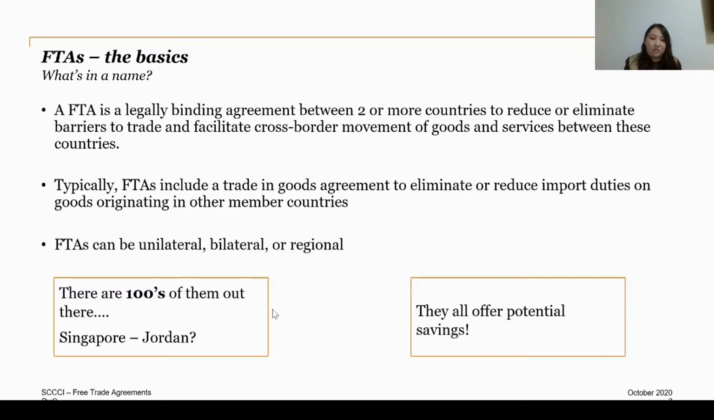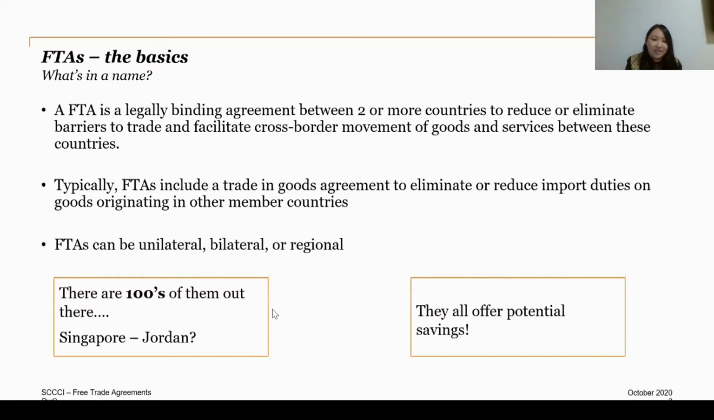Once you start looking into FTAs, you would see that because it's a legal agreement, it can be a little bit difficult to read. There are a lot of chapters that cover everything from trade in goods, trade in services, intellectual property rights, government procurement, etc. Today's webinar is really focused on trade in goods, so we're looking to see if we can help everyone reduce some duty costs.